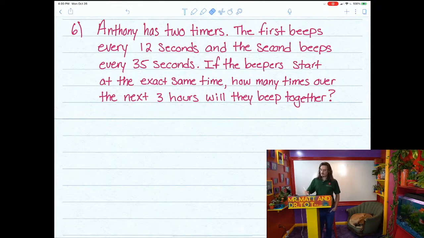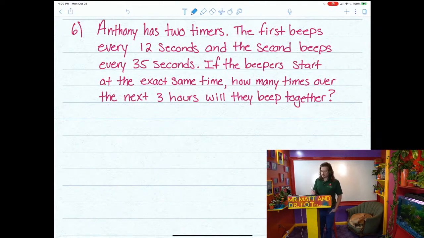Okay, so remember there's 2 steps here. One, we need to find the LCM of these 2 rates of beeping, because the lowest common multiple between these 2 rates would represent the rate of simultaneous beeping, or them beeping at the same time. Then we also need to convert the total 3 hours into seconds, because we want to compare apples to apples. That's a metaphor, obviously. We have a rate in terms of seconds per beep, but we have a total allotted time of hours.